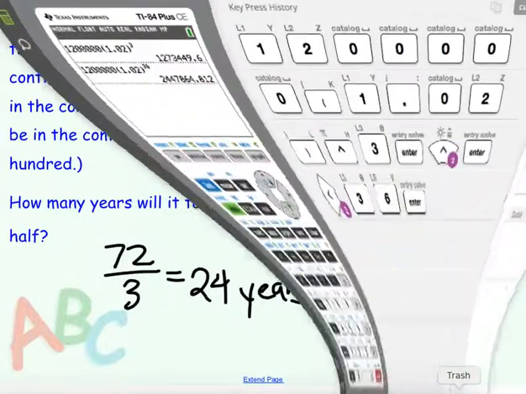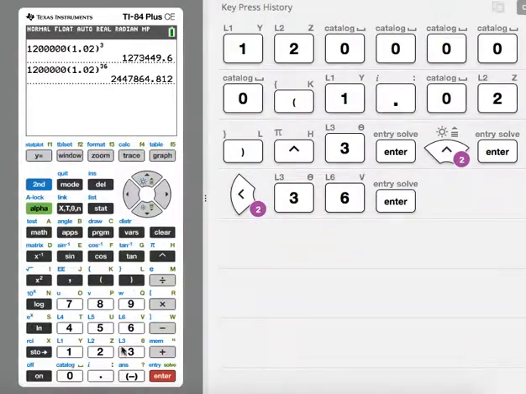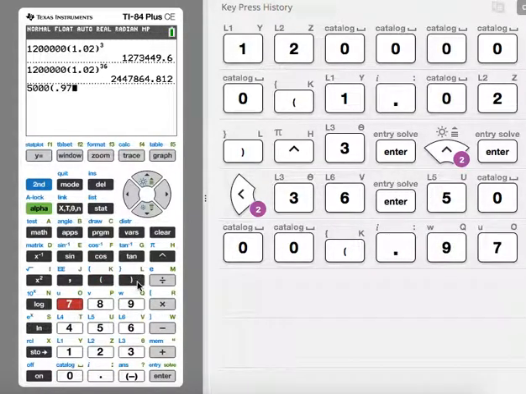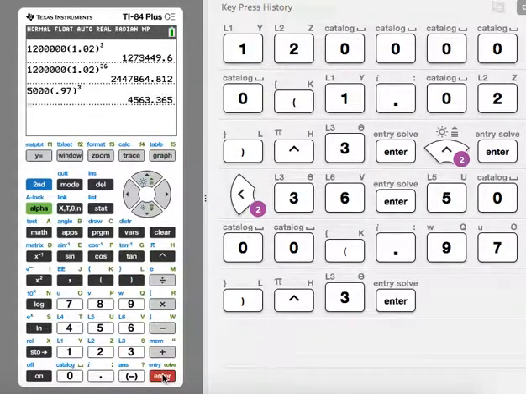So let's look at these in a calculator. So after 3 years, my 5,000 students were declining by 3%, so we'd put 0.97, and that is going to the third power. So we see that in 3 years, we're only going to have 4,563 students. And in 24 years, we should have that 5,000 cut in half.